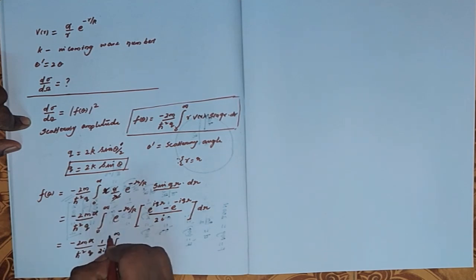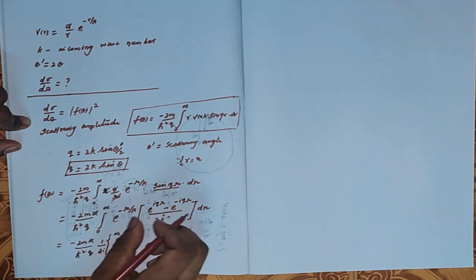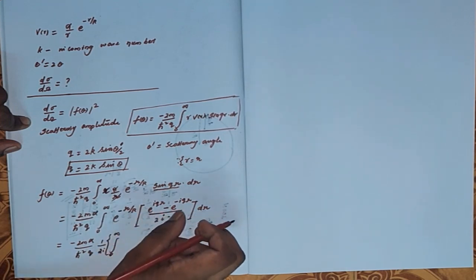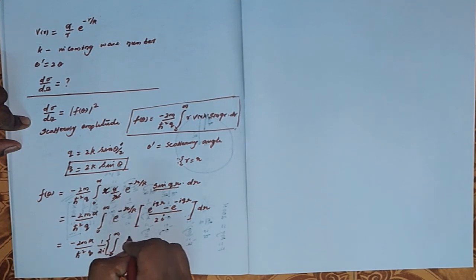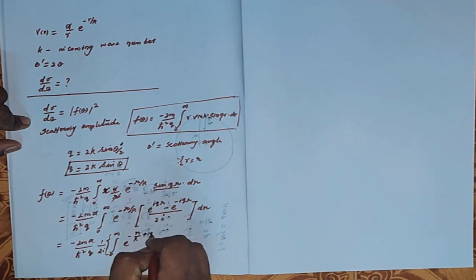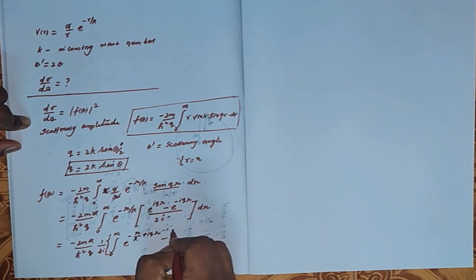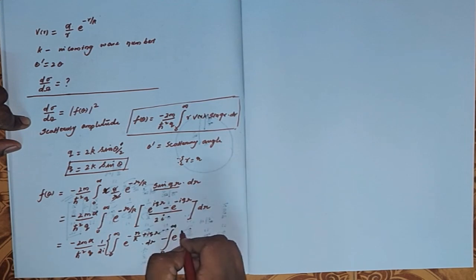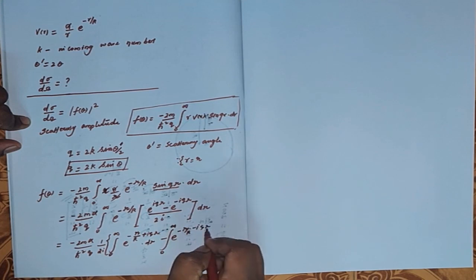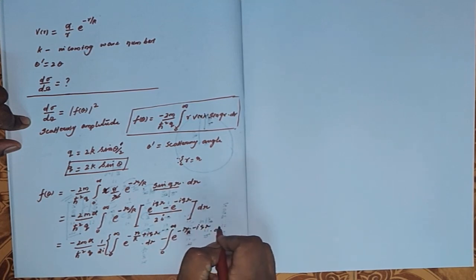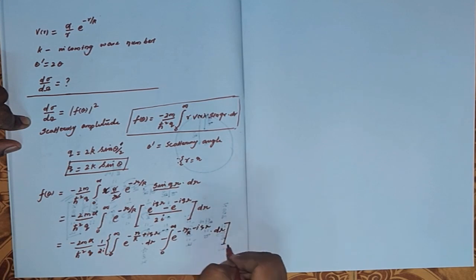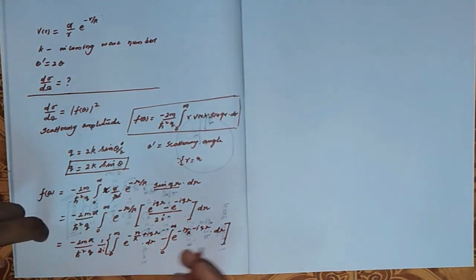You can break this integral into two parts. One you multiply with e power plus iqr, another with minus iqr. The first integral would be integral 0 to infinity of e power minus r by capital R plus iqr dr, minus the other integral, which is integral 0 to infinity of e power minus small r divided by capital R minus iqr dr. These are the two integrations we need to do for finding the scattering amplitude.